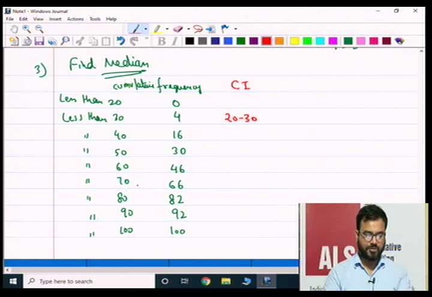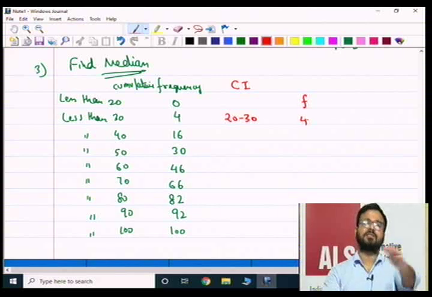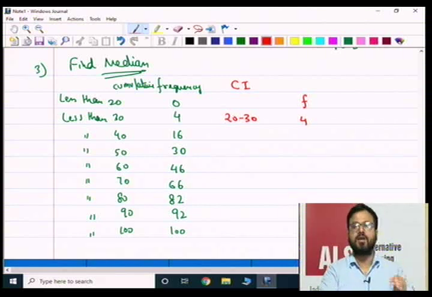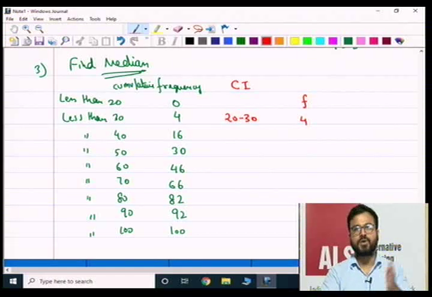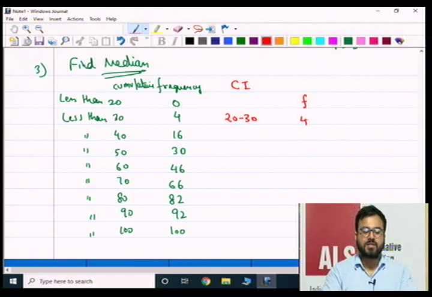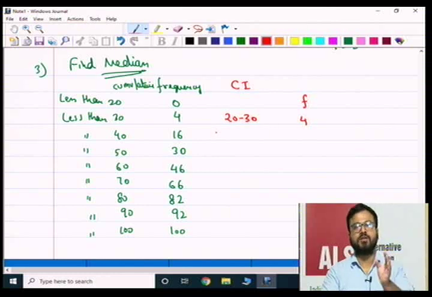And for 20 to 30, the frequency is 4, because less than 30 the value is 4, and less than 20 there is nothing. It means all the 4 values are from 20 to 30. So in the group of 20 to 30, the value is 4. Now less than 40, so we can take the values from 30 to 40.